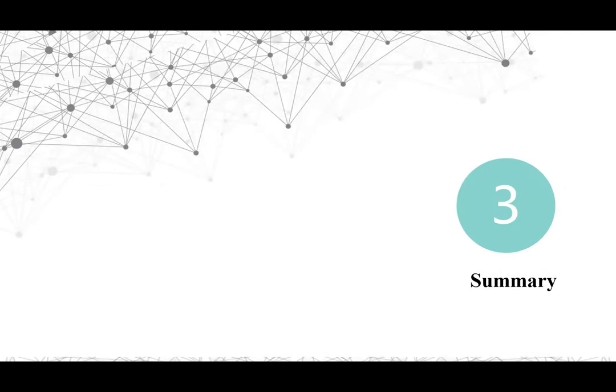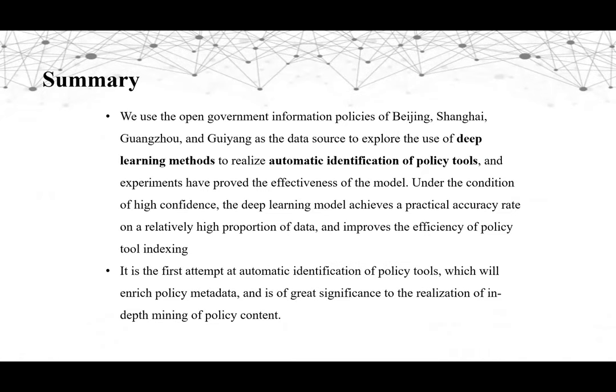Finally, the summary. We use the open government information policies of Beijing, Shanghai, Guangzhou, and Guiyang as the data source to explore the use of deep learning methods to realize automatic identification of policy tools. And the experiments have proved the effectiveness of the model. Under the condition of high confidence, the deep learning model achieved a high accuracy rate on a relatively high proportion of data, and improves the efficiency of policy tool indexing.